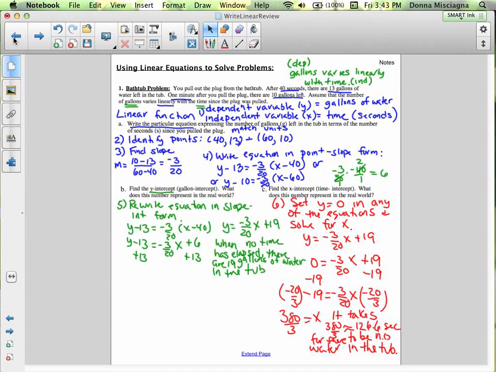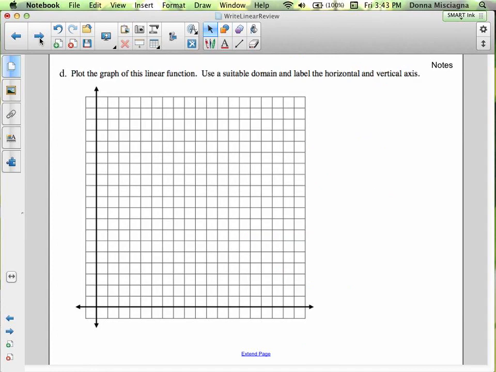The largest x value is approximately 126.6. All right, so let's see how many spaces we have. We have 1, 2, 3, 4, 5, 6, 7, 8, 9, 10, 11, 12, 13, 14, 15, 16, 17, 18. How about we go up by 20? All right, that'll make it easy.